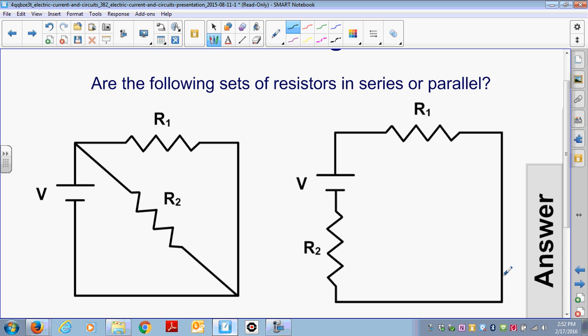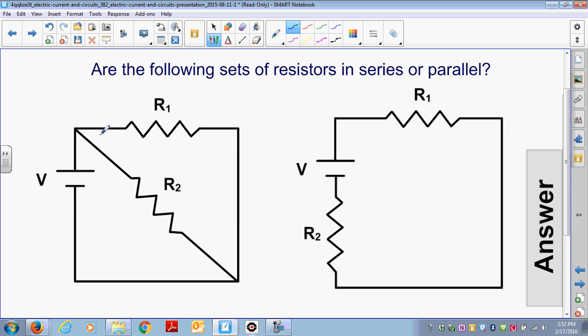Are the following sets of resistors in series or parallel? Look at the first one first. What do you think? If you selected that it was in parallel, you are correct. What about this circuit right here? If you said series, you are correct.